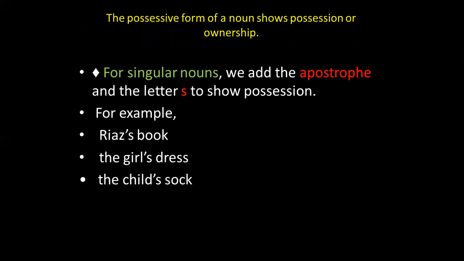Now, the possessive form of a noun shows possession or ownership. Let us read what is given here. For singular nouns, we add an apostrophe and the letter S to show the possession. In order to make the possessive form of plural nouns, we just add an apostrophe after the S.